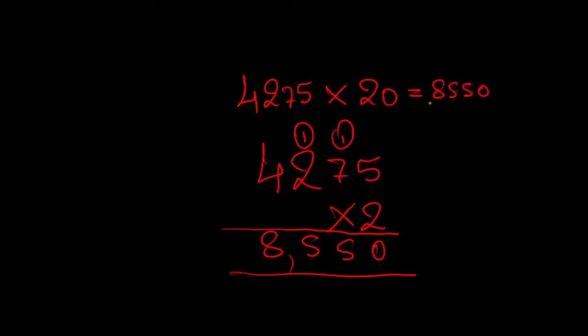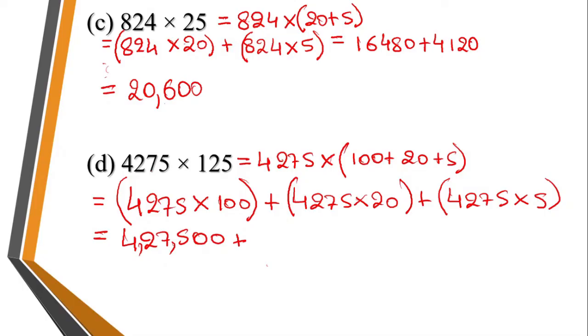But not only that much. Here we ignored one 0. Right. We will add that 0 now. We will get our answer as 85,500. Now here it would be 85,500 as our answer if we multiply it with 20. Plus now, here we should do 4,275 multiplied by 5.